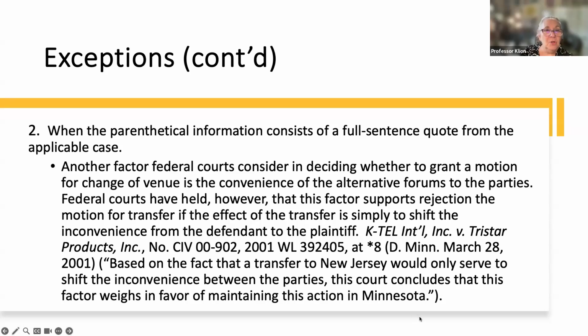Here, I want you to note that because the quote was an entire sentence, there is a period inside the parenthetical and then the quotation mark. But there is also a period after the explanatory parenthetical because it is ending the citation sentence that started with KTEL.